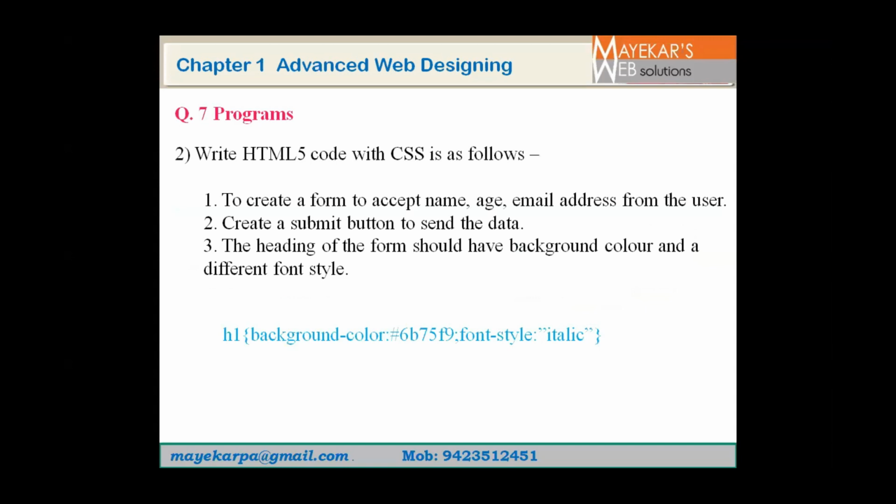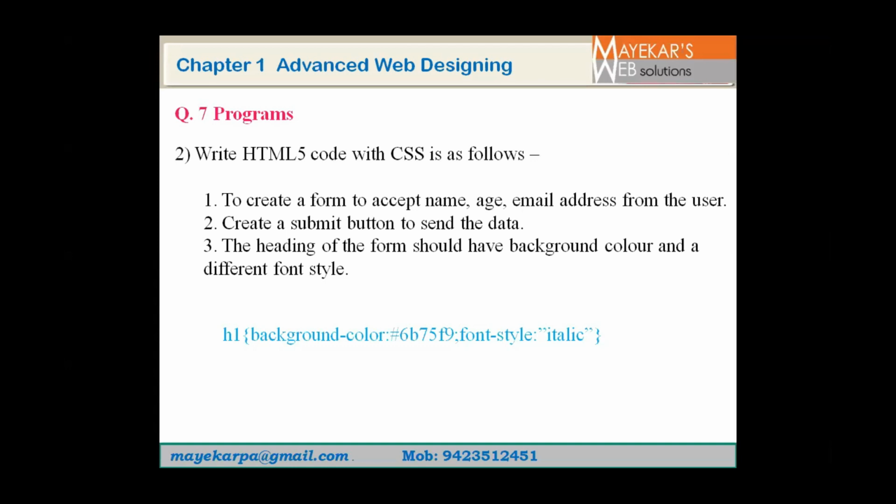Then we'll come to the second program, that is, write HTML5 code with CSS as follows. The first specification says to create a form to accept name, age, email address from the user. Means here you have to create a form, and in the form there will be three elements. First is for name, second is for age, and third is for email address. The second specification says to create a submit button to send the data.